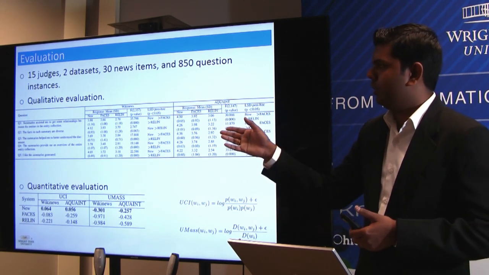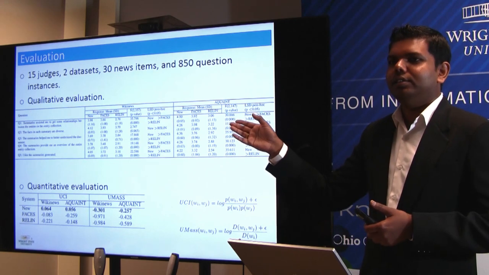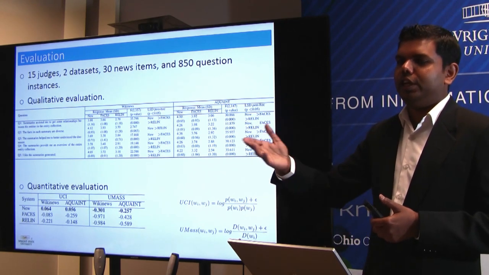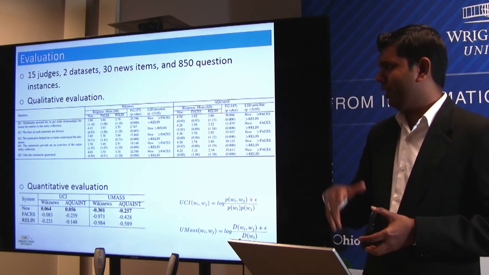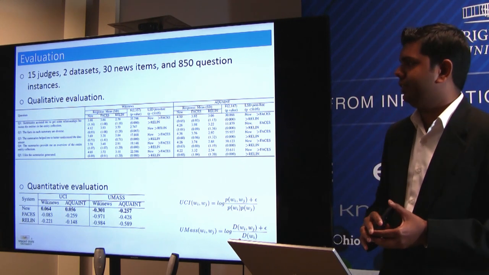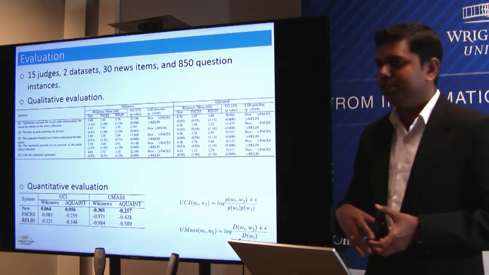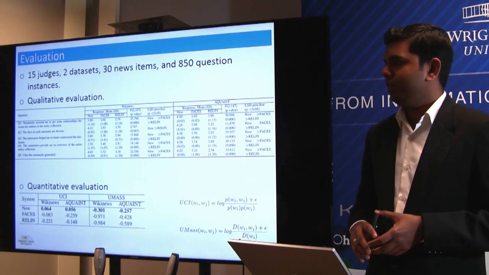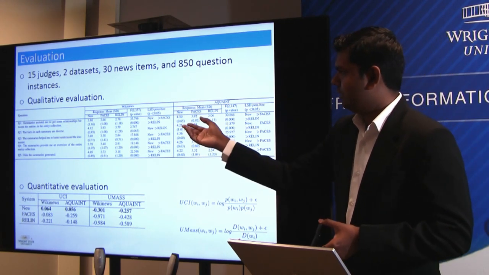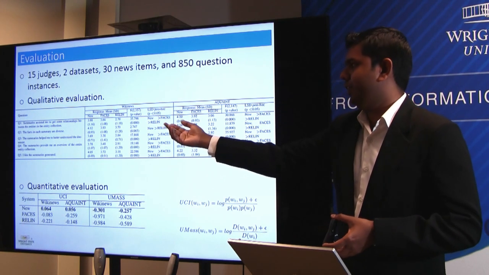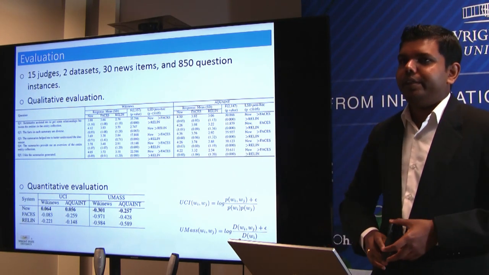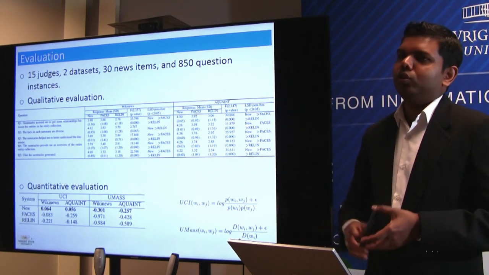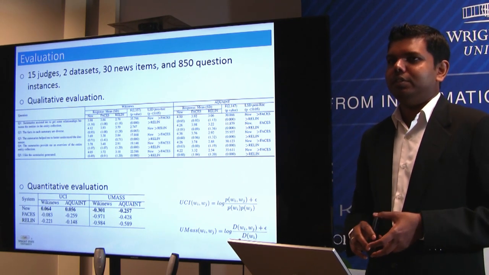We ask questions whether you like this summary over the others on the scale 1 to 5. An interesting thing I want to show here is the second question we ask, whether the entity summaries are diverse. And there is no statistical evidence to say that our new approach is better than FACES, because both of them try to maximize diversity.